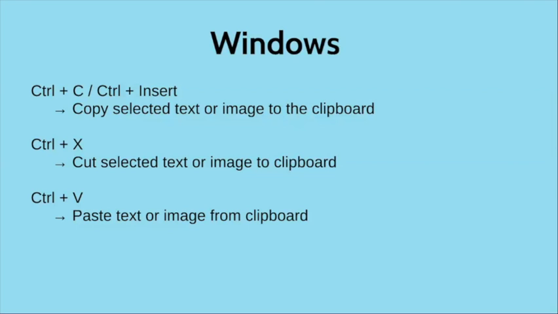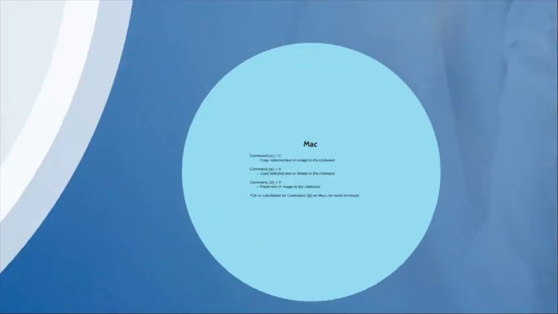Now we want to take that information we just copied and paste it to the desired location. To do this, we'll simply click the desired area with our mouse and press Control-V.